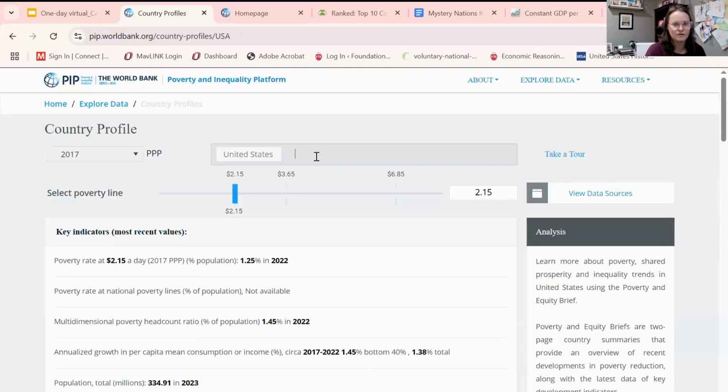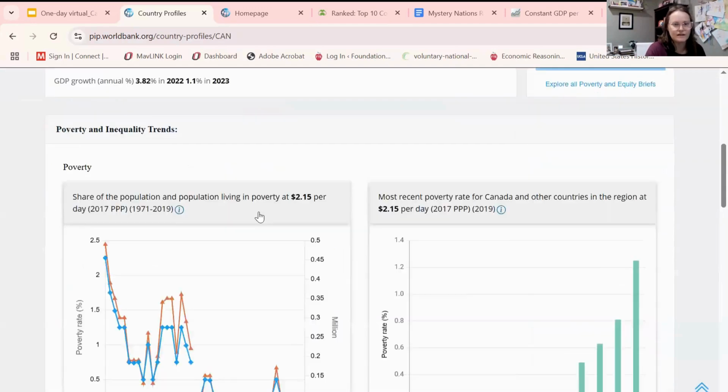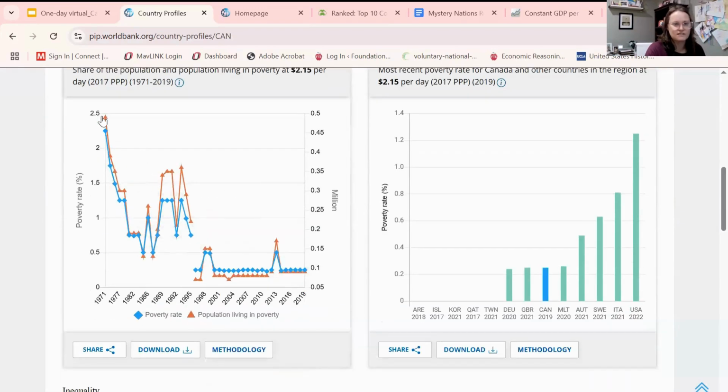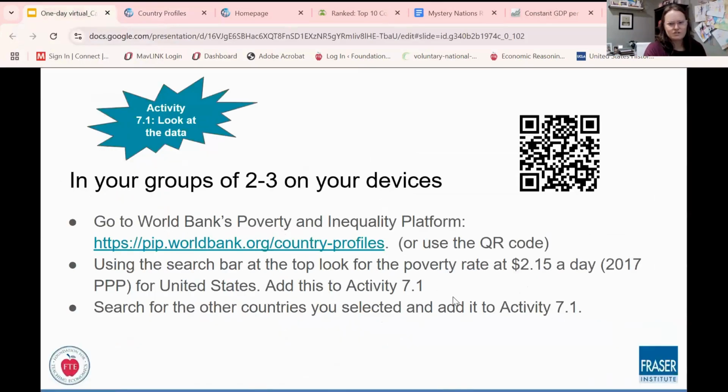And you can add comparison countries, I believe. So you can, oh, well, there we go. I added Canada. So you can see Canada here. Even comparing Canada to the US would look significantly different. So I'm going to give you a couple of minutes, not too long because we're going quickly through this, to look at the other countries that you have and add them to your activity 7.1.